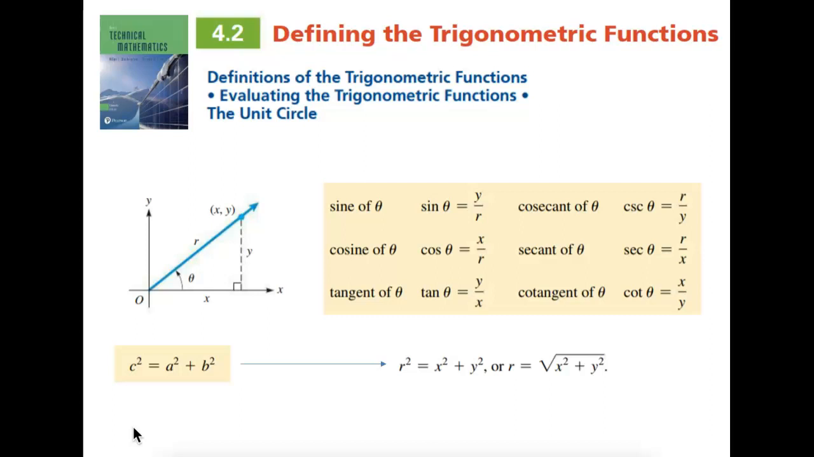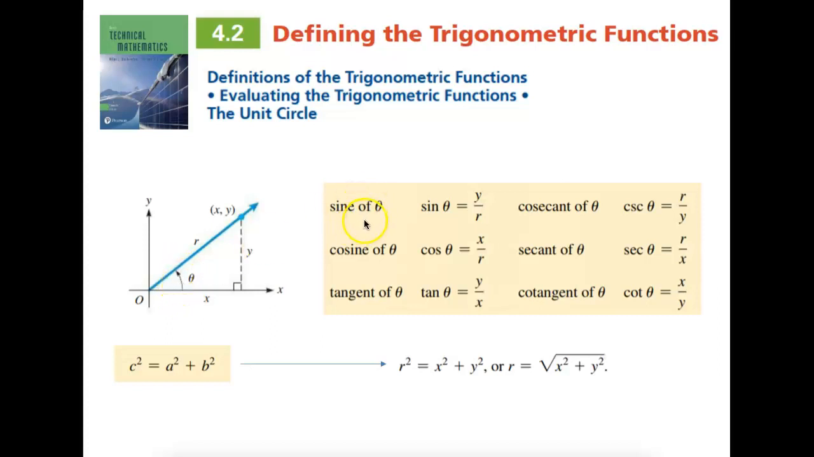In lesson 4.2, we're looking at the definitions of the 6 trigonometric functions, and then we're going to evaluate those and actually consider the unit circle. To begin with, our 6 trig functions are those listed in the table: sine, cosine, tangent, cosecant, secant, and cotangent. Notice it says of theta. Theta is back over here. It's this little angle that terminates here in the first quadrant that they've got marked.